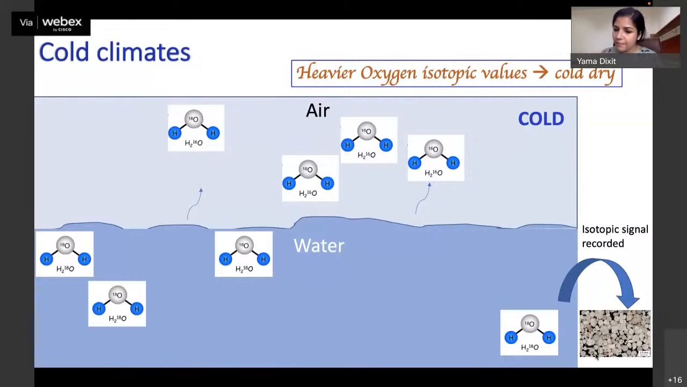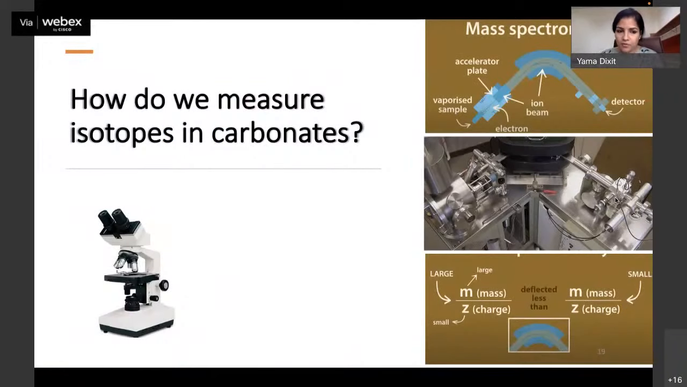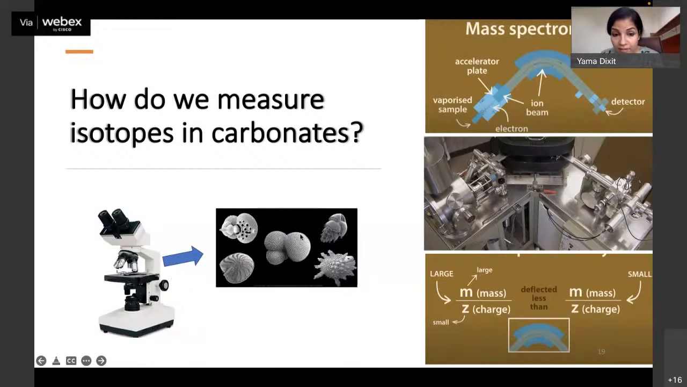So this is like back calculating. If we measure the isotopic signal in these shells, relative to a standard, and we see that they are relatively heavier, that means it was a cold and dry period, whatever time they are recording. Now, how do we measure them? Because these are microscopic shells, we bring them into the lab. We look at them under a microscope and observe whether they are well preserved or not. Then, for the clean ones, we go through a chemical treatment before going into the mass spectrometer.